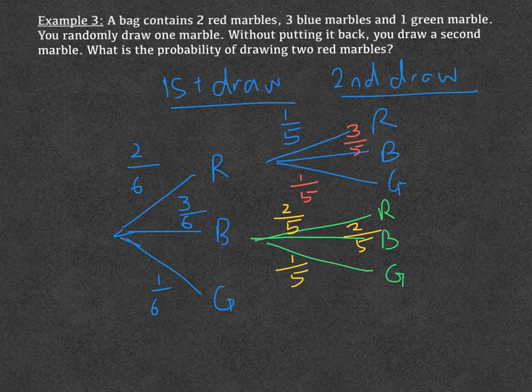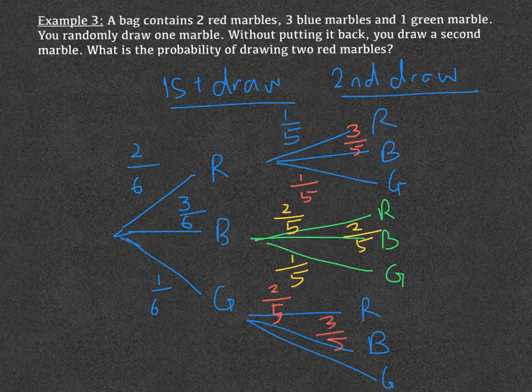Now let's look at what happened after you draw out one green. So let's look at the red, the blue, and the green. So after you draw out one green, you end up with 2 reds out of 5, and for blue color it will be still 3 out of 5, and after you draw out one green, you're actually left with no green, so 0 out of 5.